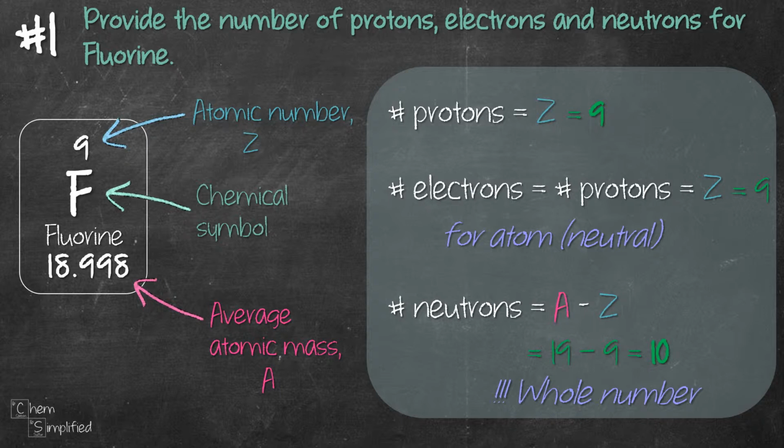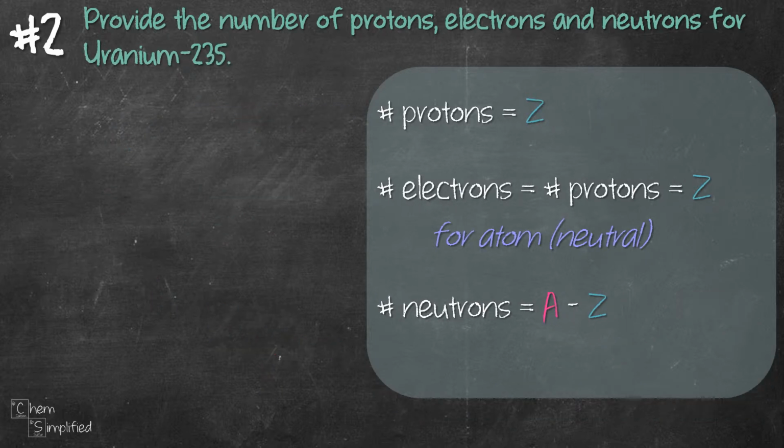Note that it is not 9.998, instead it is 10, because, like I've mentioned, the number of any of the subatomic particles, protons, neutrons, electrons, they should be whole numbers. Whole numbers are like 1, 2, 3, 4, 5, and so on and so forth. No decimal numbers. Let's move on to another example.